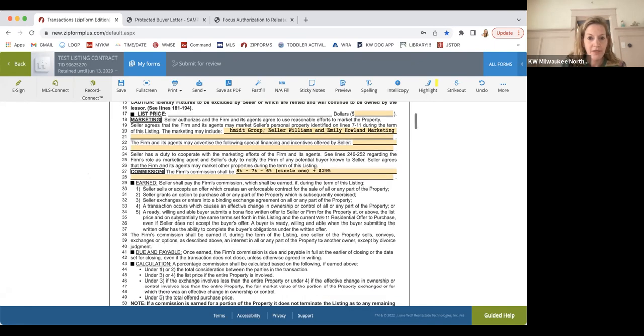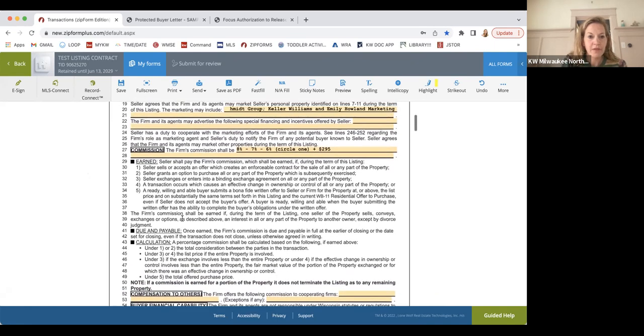So, the next provision for the seller is that the seller has a duty to cooperate with the marketing efforts of the firm and its agents. Seller agrees that the firm and its agents may market other properties during the term of this listing. So of course, we have other clients and other listings, and this is not the only property that we are trying to sell and work for.